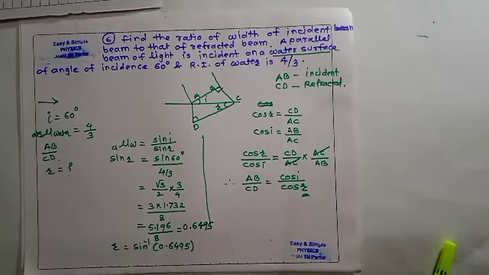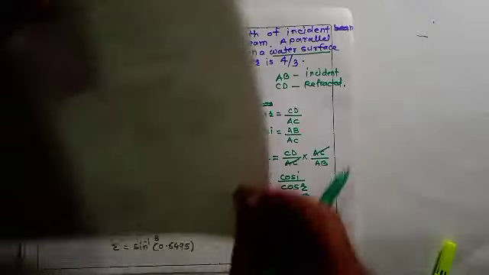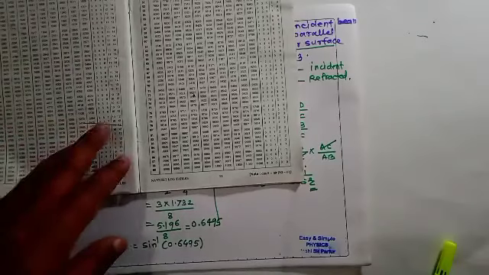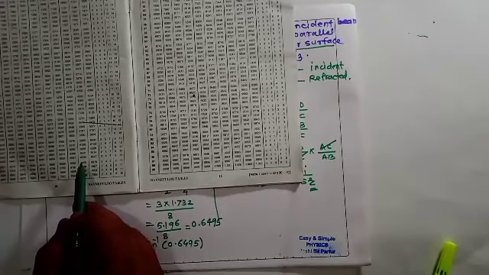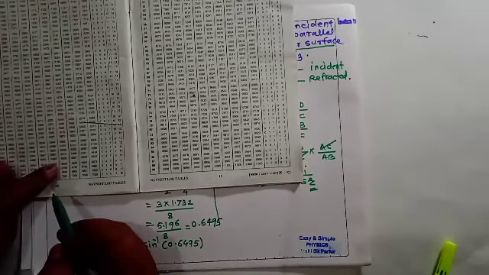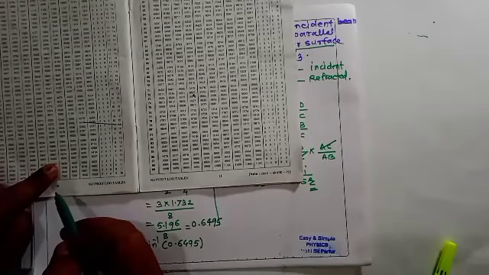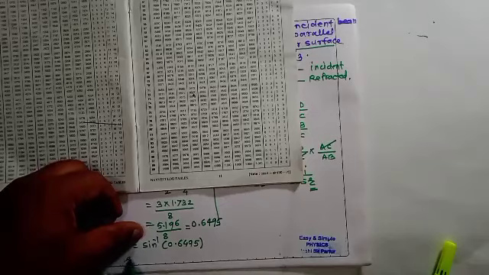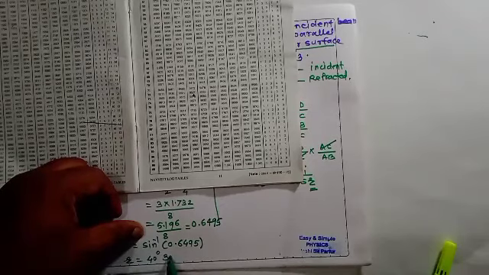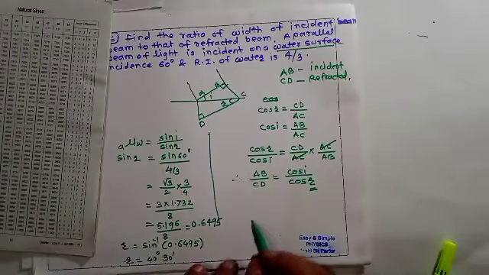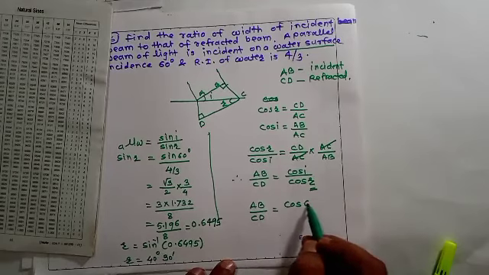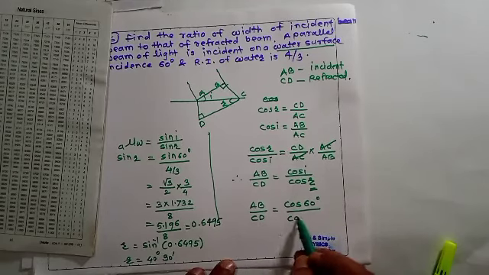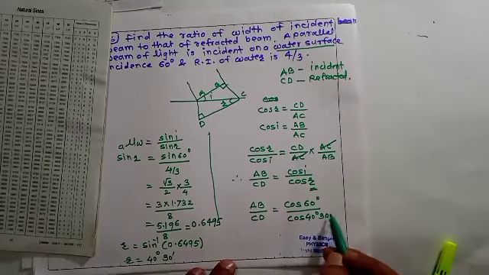So R is equal to sine inverse 0.6495. If we look in natural sine for 6495, it will be 6491, and here 40 degree 30 minutes. So we can use 40 degree 30 minutes. So here AB upon CD is equal to cos of 60 degree divided by cos of 40 degree 30 minutes.